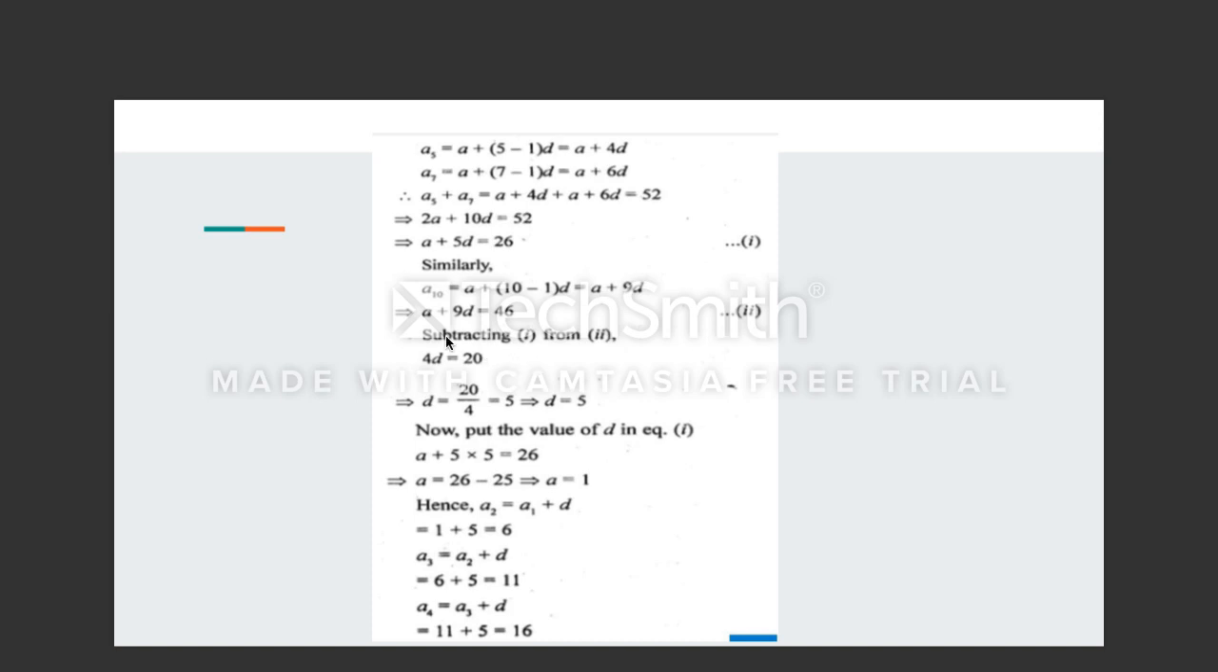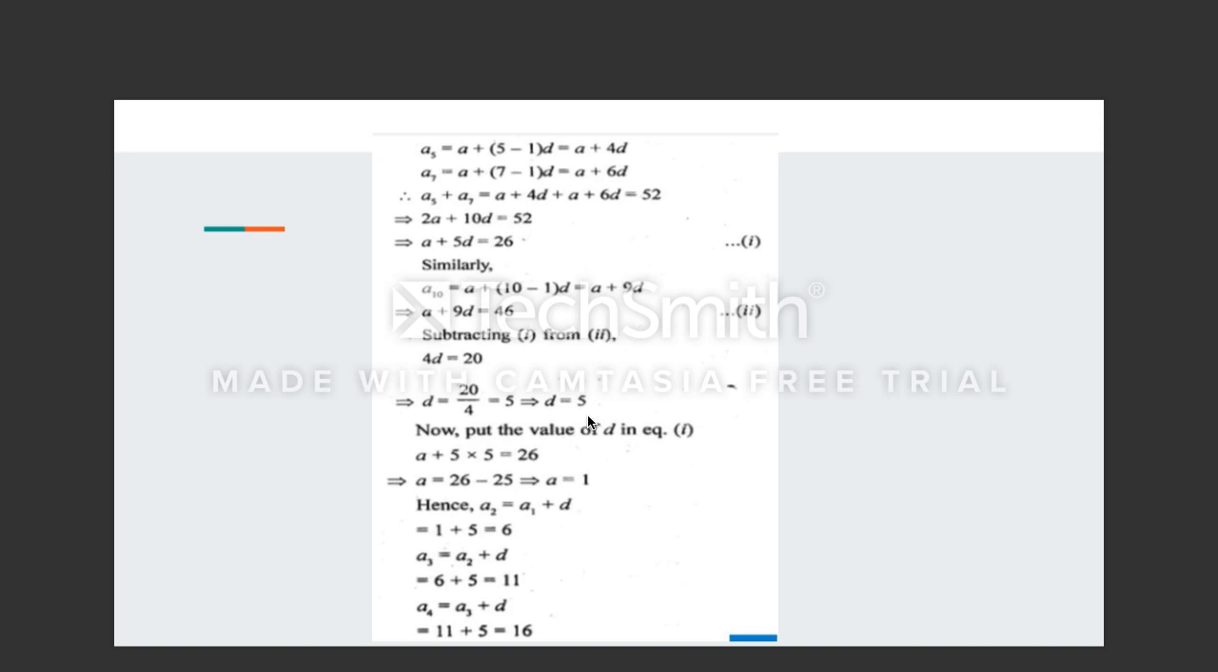There are two variables, two equations. I'll get each value. Firstly, subtracting. What do I get? D, 5. Clear everyone this part? A and A will get cancelled. The two parts 5D and 9D, okay, minus 4D it comes out. And the next 46 minus 26 comes 20. So D comes out 5. Substitute the value of D. What do I get? A plus 5 into 5, 25. 26 minus 25, 1. A comes out 1. I know the first term is 1. I know the common difference is 5.